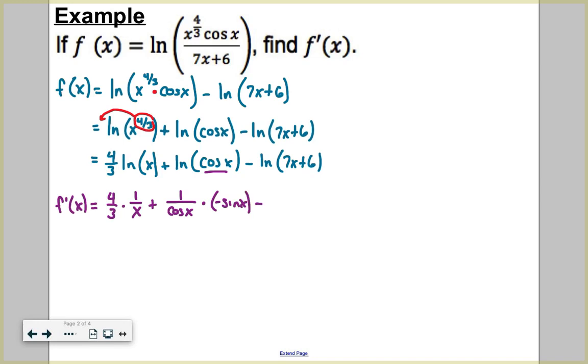The derivative of cosine is negative sine of x. And then minus, and then we can take the derivative of our last term. The natural log of 7x plus 6 is going to be 1 over the inside, which is 1 over 7x plus 6, times the derivative of the inside, remember that chain rule, and the derivative of the inside is just going to be 7.